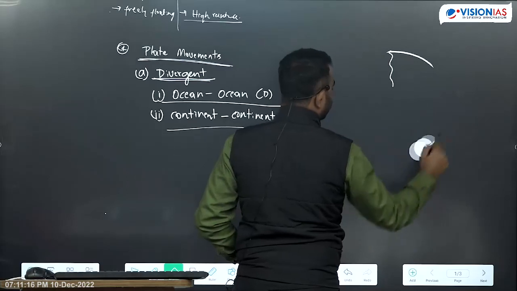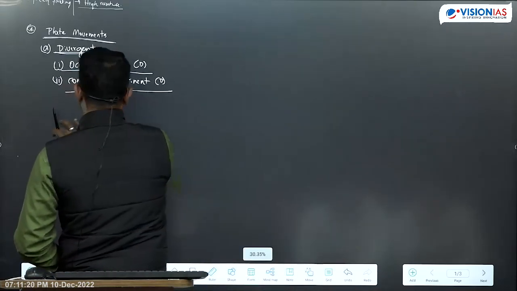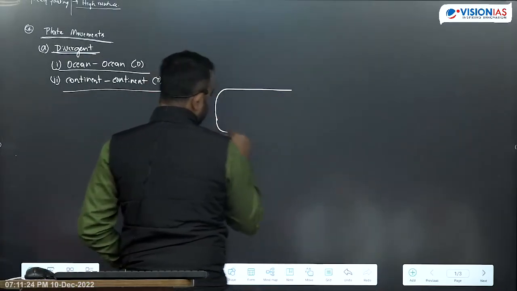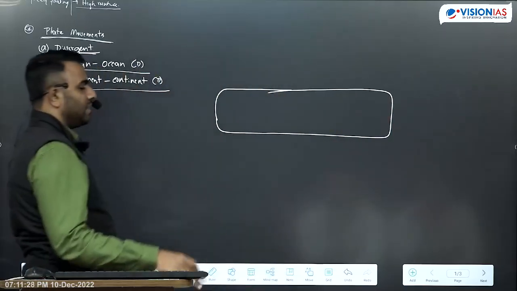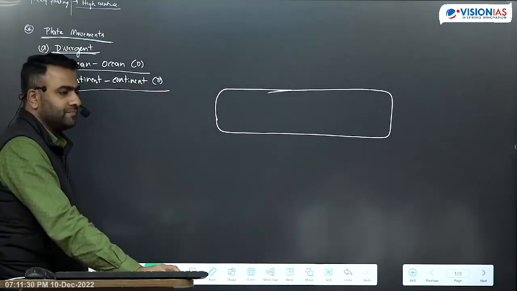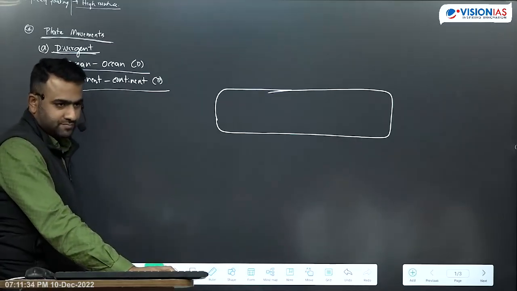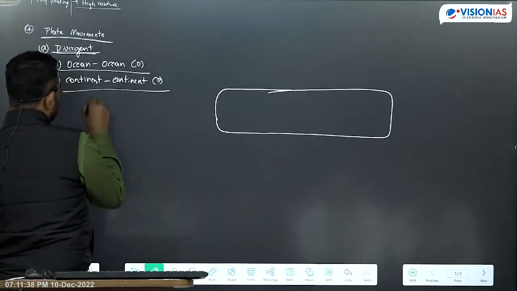Continent divergence. It is a type of plate boundary where two different continental plates, continental plate margins, are moving away. A continent-continent divergent plate boundary involves 3 steps.